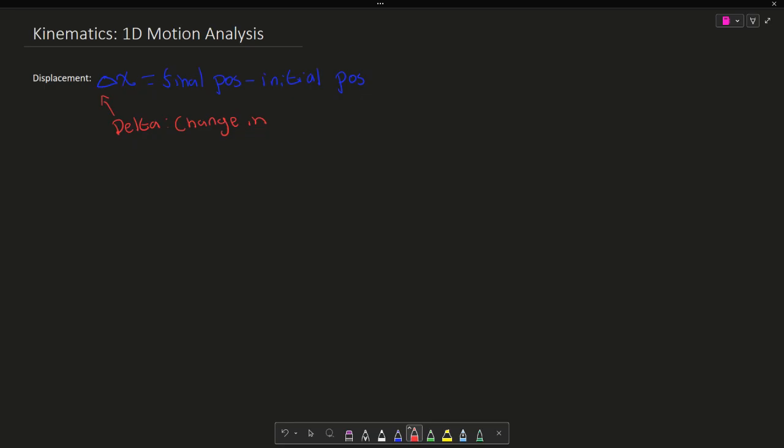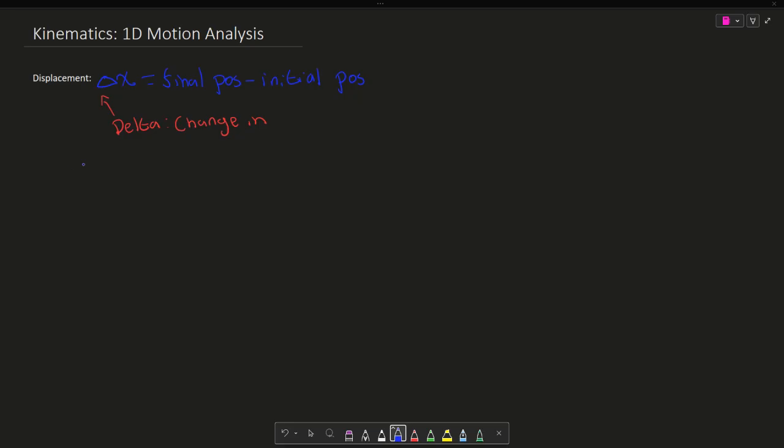And now let's talk about kinematics. So, first of all, what is kinematics? Kinematics is the study that talks about motion and the movement of objects. It focuses on velocity, acceleration, and displacement. So, what is velocity now?